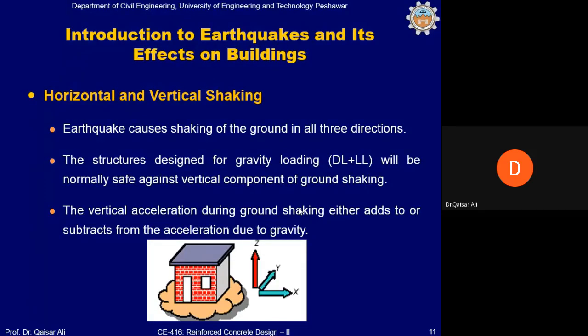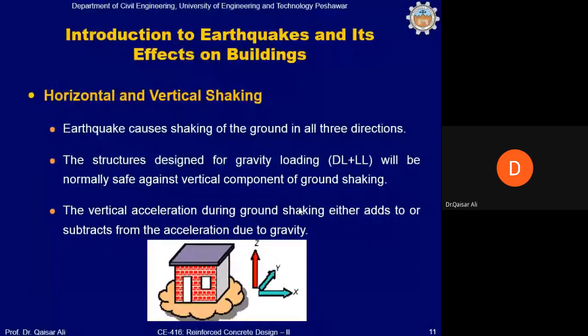The vertical direction Z, the vertical acceleration during ground shaking either will aid to or subtract from the acceleration due to gravity, because you know that when the structure is at rest, there is a G acceleration, gravitational acceleration, acting downward, and the total weight of the structure is calculated from the mass of the structure multiplied with the gravitational acceleration. So W becomes M times 1G. And you also know that acceleration due to earthquake is some fraction of the gravitational acceleration.